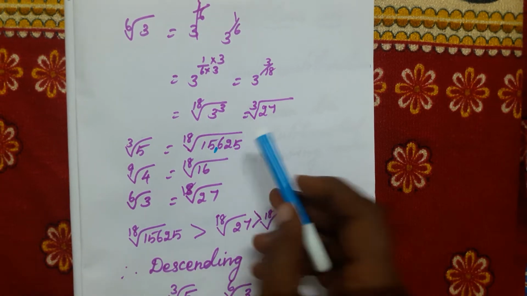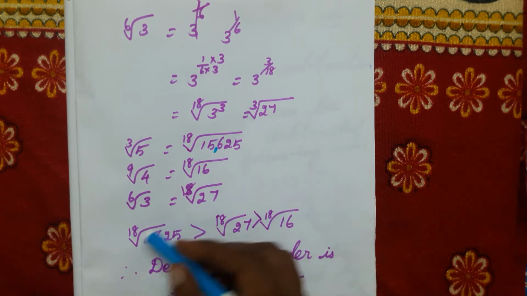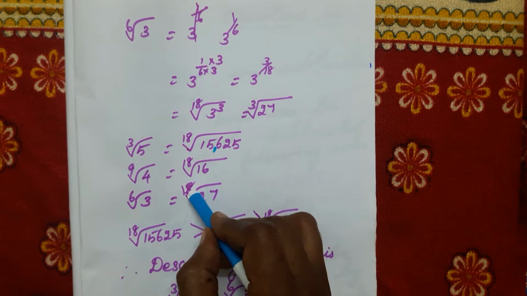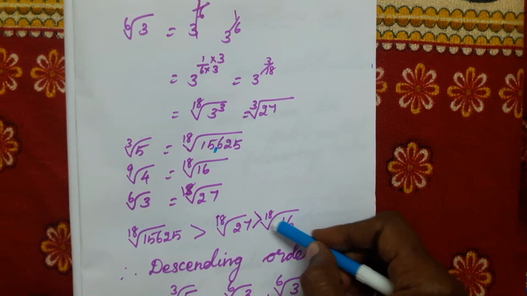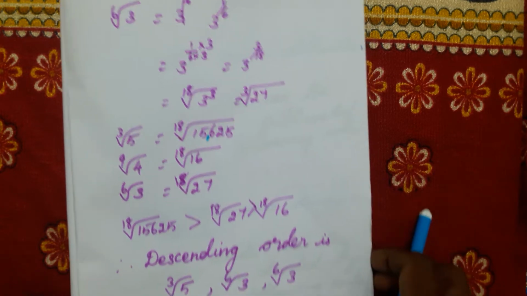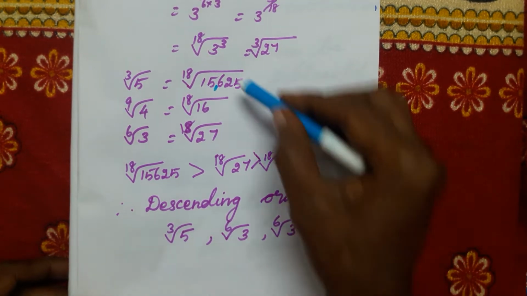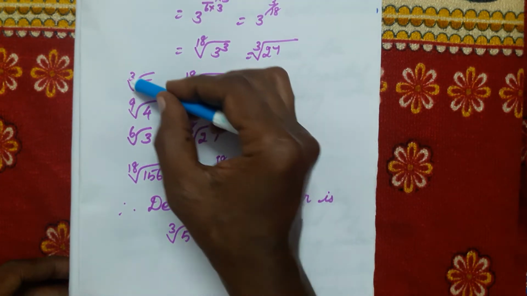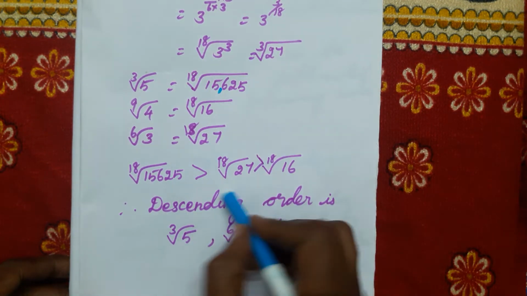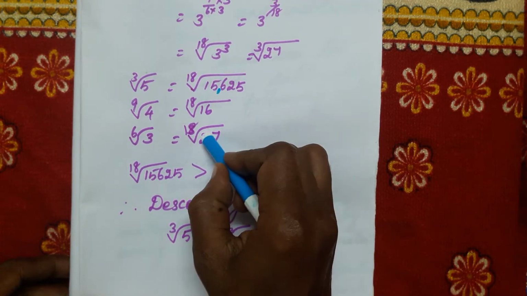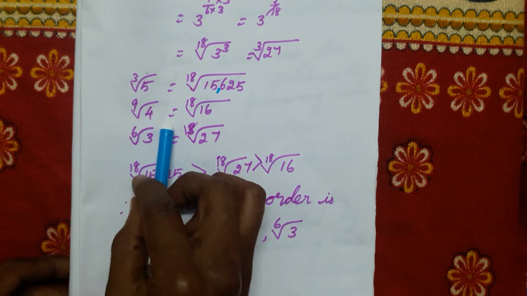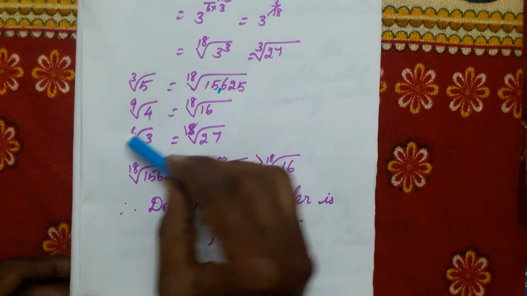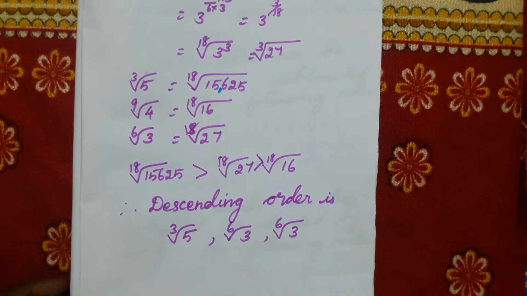18th root of 15,625 is greater than 18th root of 27, greater than 18th root of 16. Therefore, descending order is, what is 18th root of 15,625? Cube root of 5. Next number, 18th root of 27, that is equal to 6th root of 3. Next, 18th root of 16 is equal to 9th root of 4.